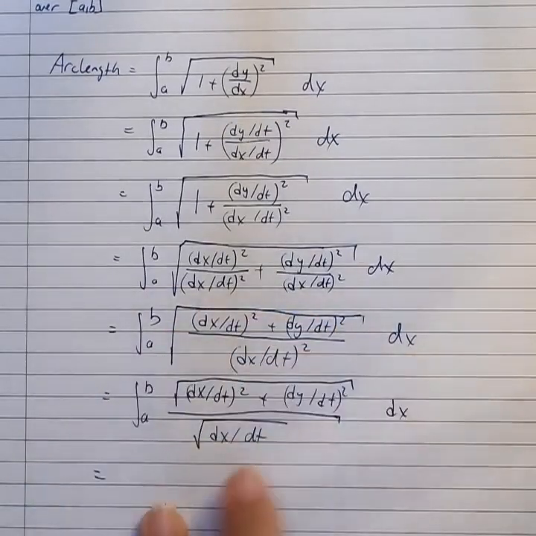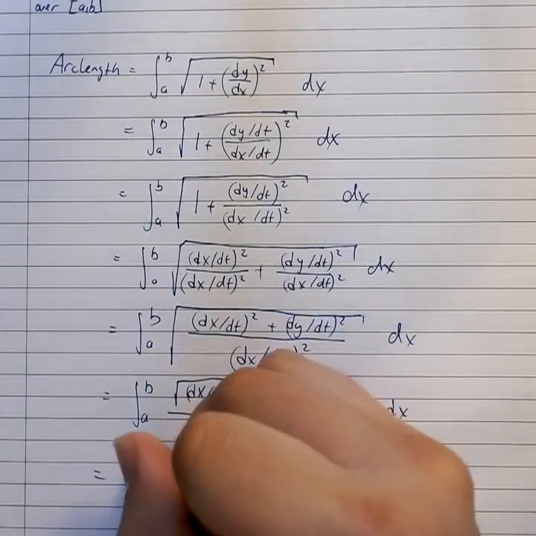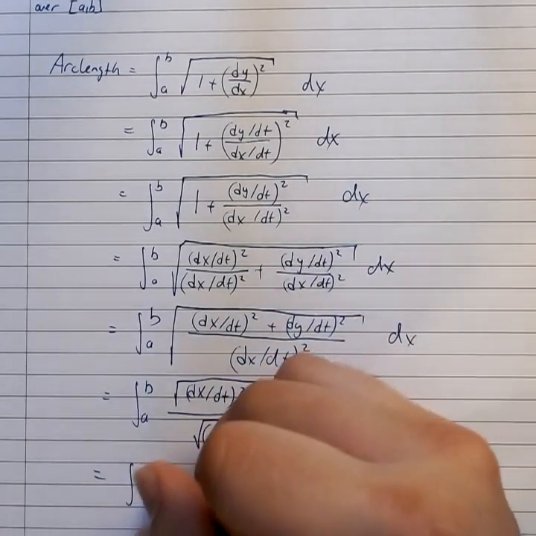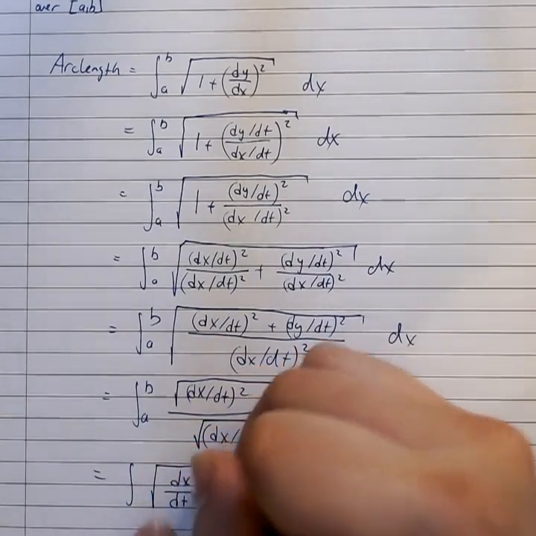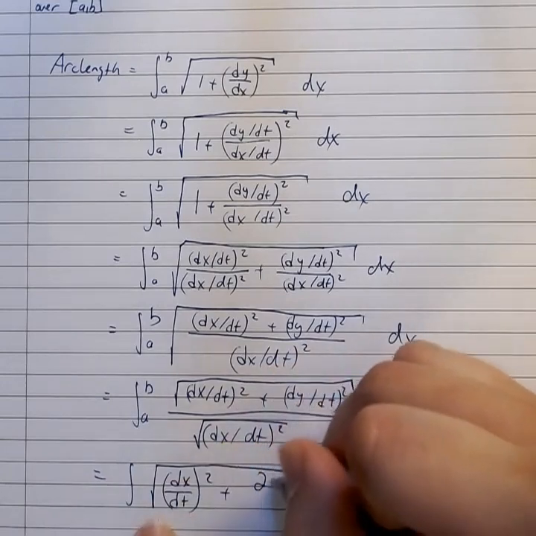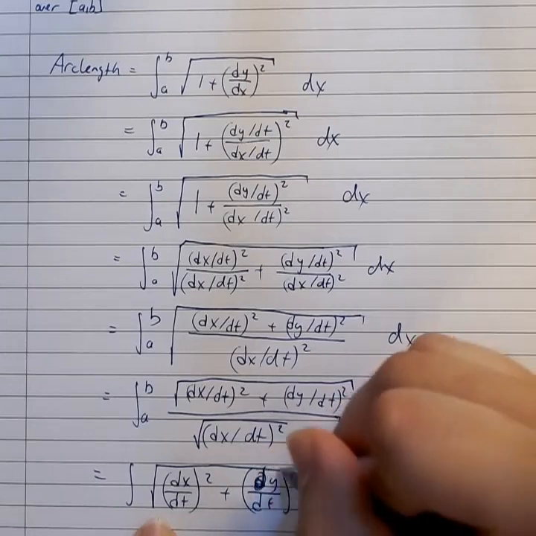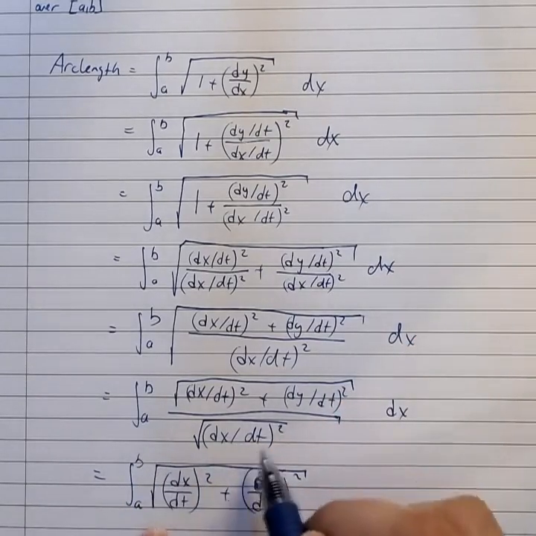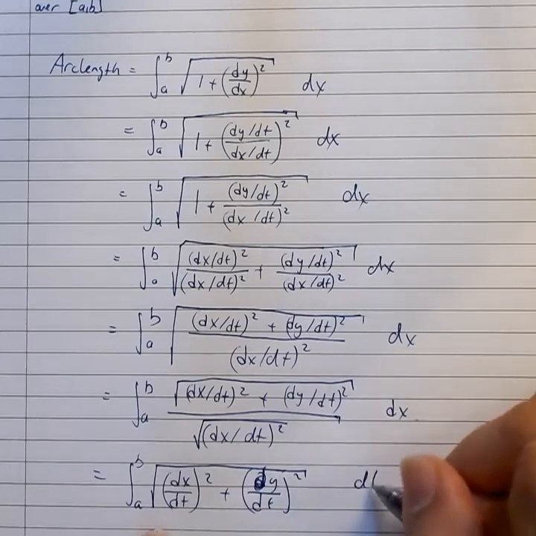Oh, but now, I forgot my square there. Oh, but now I have the square of a square root. So this is the integral of the square root of (dx/dt) squared plus (dy/dt) squared from a to b. Here I have dx divided by dx/dt, which is just going to give us dt.